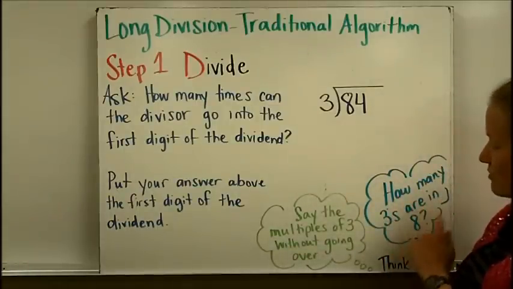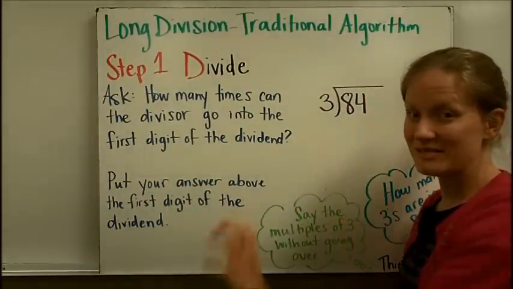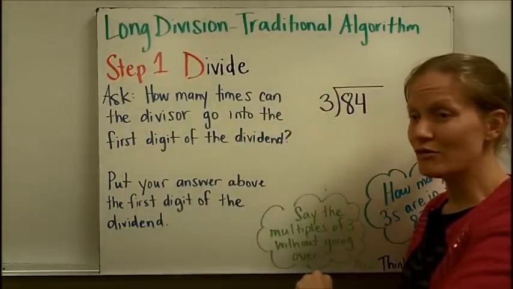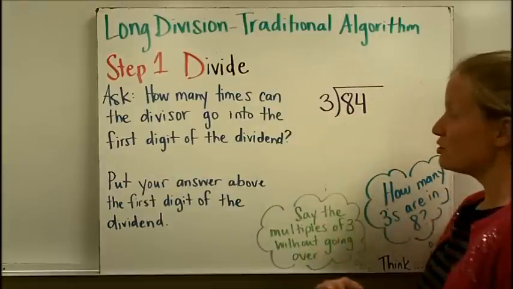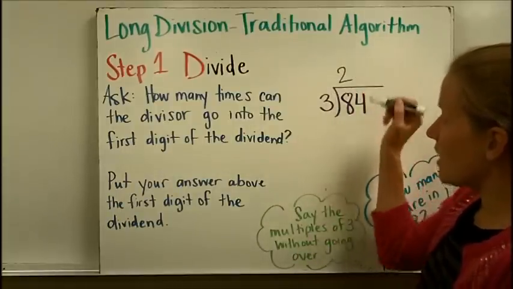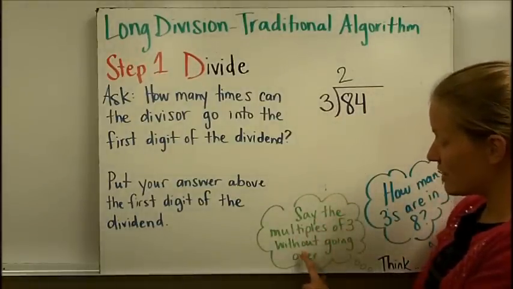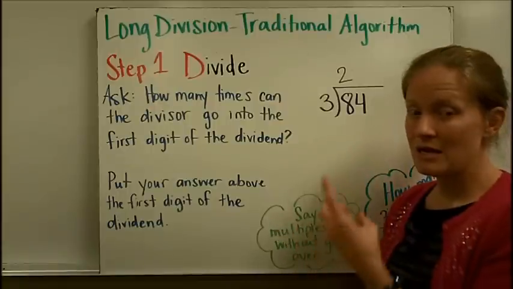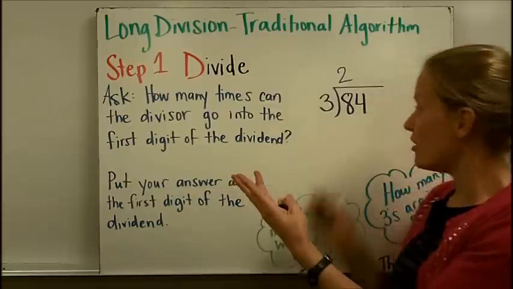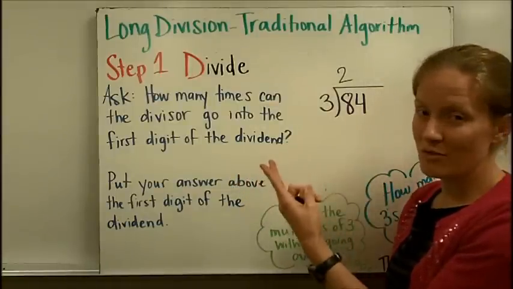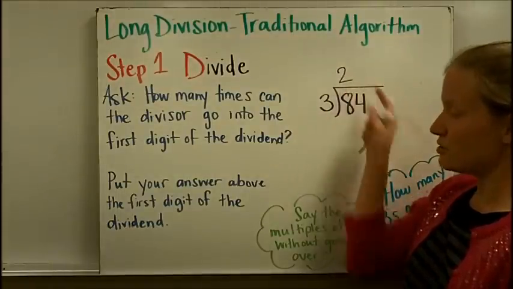First, you might think about how many 3s are in 8. Well, we could pull out 1 3, we could pull out another 3, that would be 6, but we can't pull out a third 3 because that would be 9, and we don't have 9 to pull out. So 3 can go into 8 2 times because there are 2 groups of 3 in 8. Another way to think about it is to say the multiples of 3 without going over. 3, 6, notice that I have 2 fingers up. If I were to say 9, I've gone over the 8, so 2 is the most that I can do. So when I divide, 3 goes into 8 2 times.